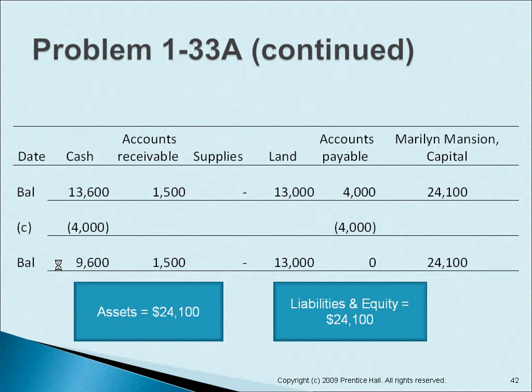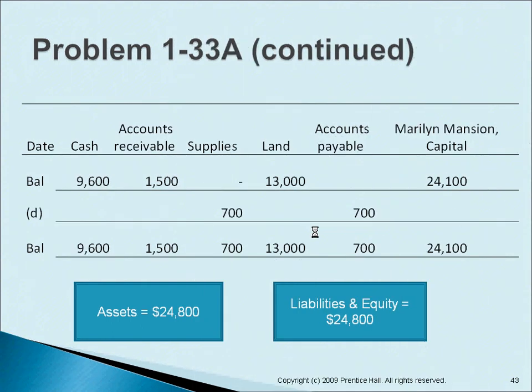Letter D, we purchase supplies from Office Max on account, $700. Okay, so supplies are going to go up by $700. And if we're buying them on account, then the accounts payable is going to go up again by $700. And there we see it in transaction D. Of course, the assets increased by $700, the liabilities increased by $700.